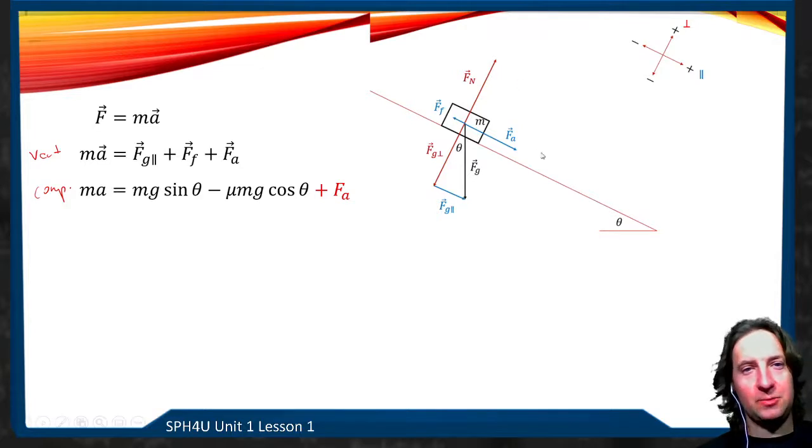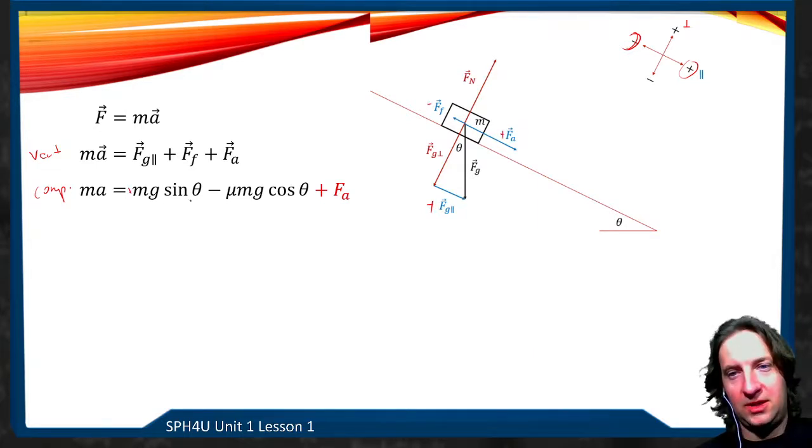And the new piece was my force applied, which I'm going to add here. And notice I'm adding it because it's in the same direction. Right? In my frame of reference, the negative direction was to the left, the positive direction was to the right. So these two vectors are going to be positive, and the force of friction is going to be negative. So my equation, positive, negative, positive.